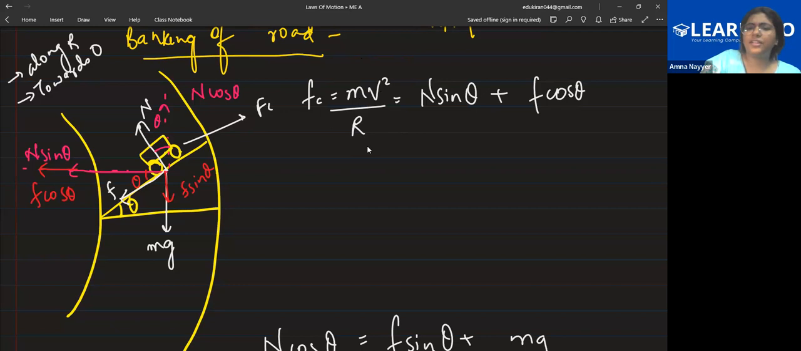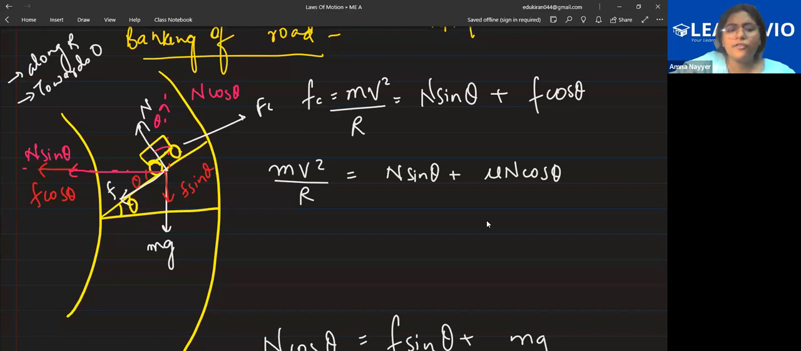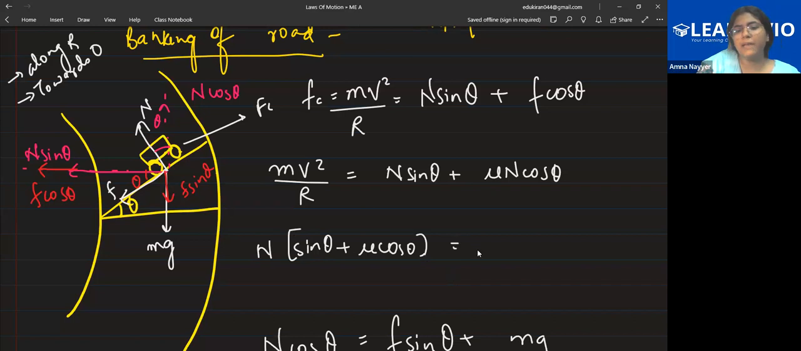Further, you can write the frictional force formula also. So mv square by r is equal to n sine theta plus mu n cos theta. This is also important for us. From here, you can take n common. If we take n common, we will be left with sine theta plus mu cos theta, and this is equal to mv square by r, the centripetal force. Towards the center along the radius, we have n sine theta and f cos theta present. Both these forces together are acting along the radius towards the center, and this provides the necessary centripetal force. Once we have it, we equate it with the formula of centripetal force.